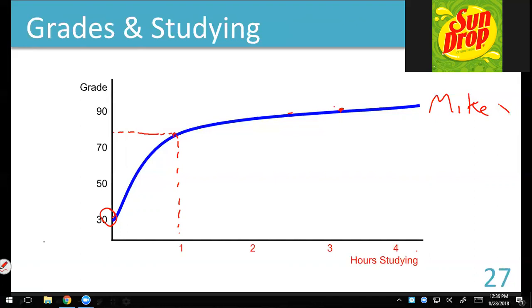But then what do we see for Mike? If he does the second hour of studying, that's going to knock his grade up to 88, 90, something like that. Gets 8 more points for doing a second hour of studying. Should he do it? Some people say yes, some people say no. It depends on what his goals are.